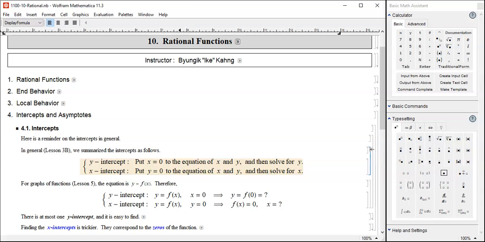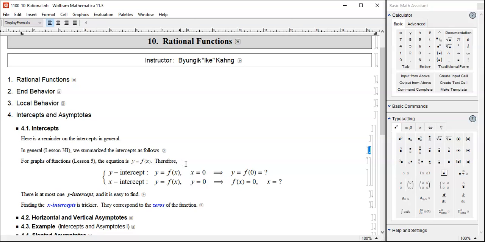Now for graphs of functions, however, the equation is y equals f of x. So plug in x equal to 0, you get y equals f of 0. So that's your y-intercept. That was easy. And then for x-intercept, put y equal to 0, so you get f of x equal to 0. And there goes an equation to solve. Solve it, and you're going to get appropriate x values. Those are the x-intercepts.